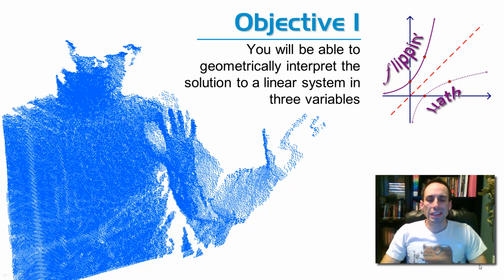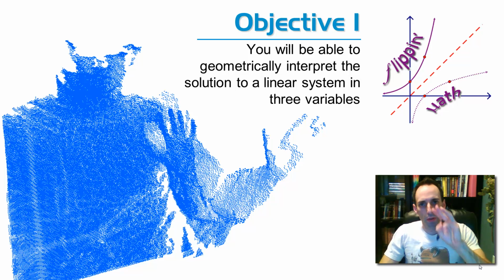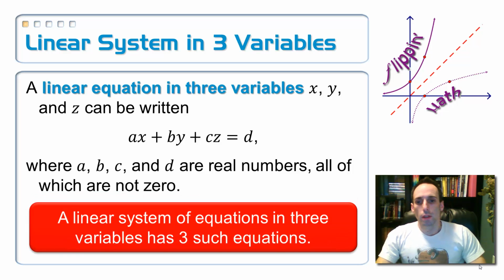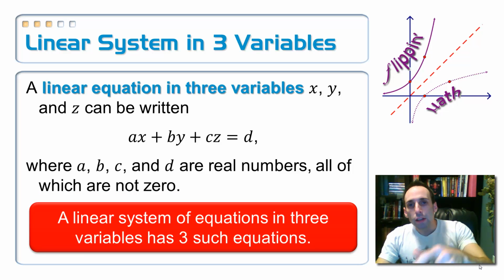Alright, so we're still interpreting geometrically the solution to a system of equations with three variables in it, x, y, and z. So, of course, we talked about what the equation is supposed to look like. ax + by + cz = d, where a, b, c, and d are just numbers, right?